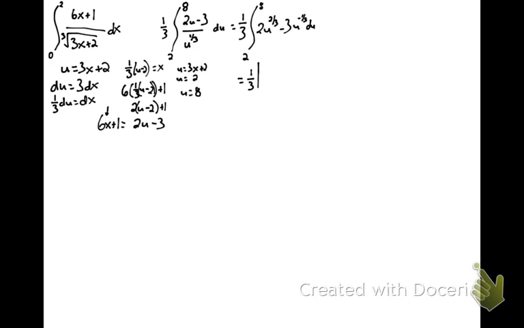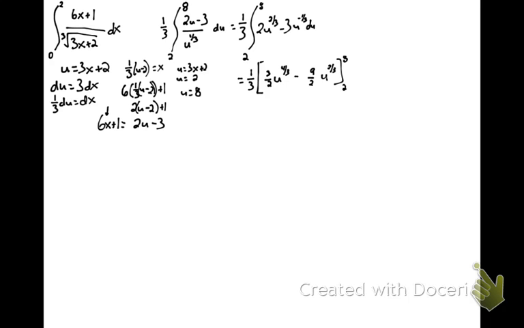This will be 1/3 times. The integral of 2u to the 2/3 would be u to the 4/3 times 3/2. And the integral of 3u to the negative 1/3 would be u to the 2/3, and this would be minus 9/2, and this is from 2 to 8.